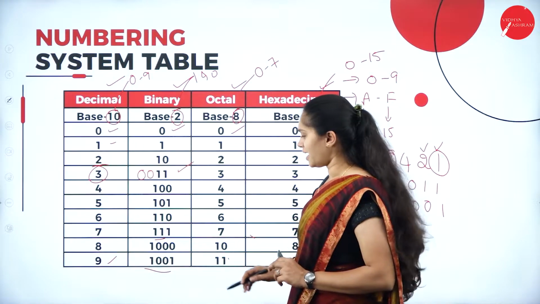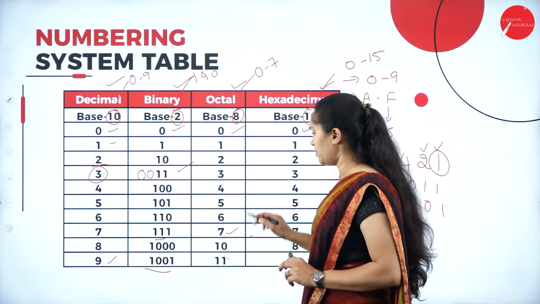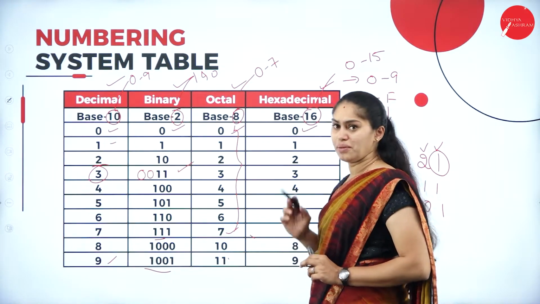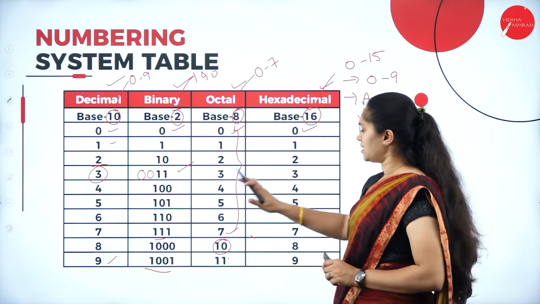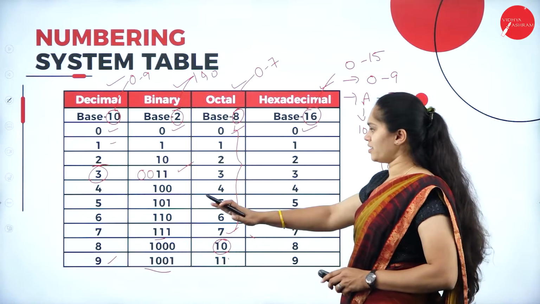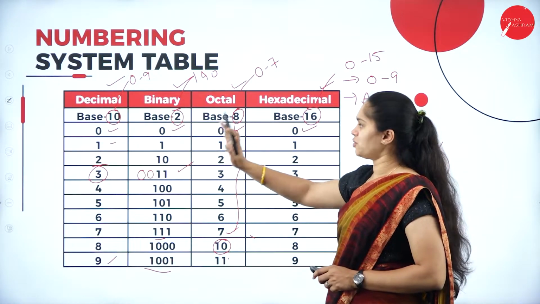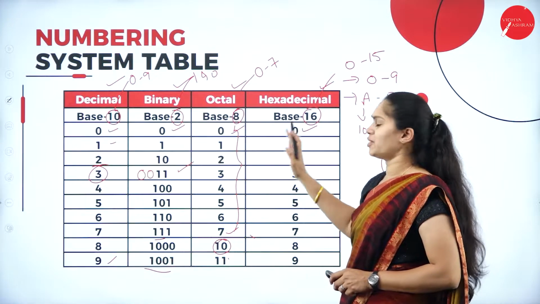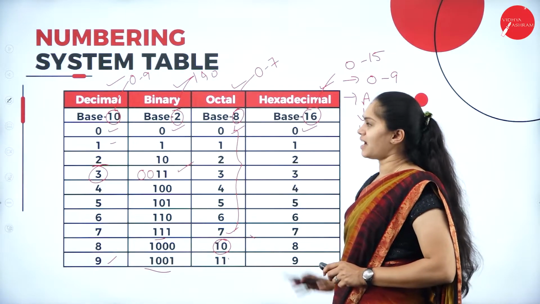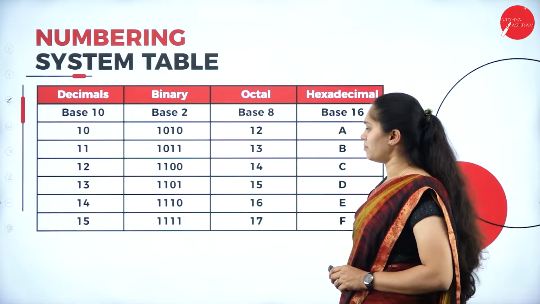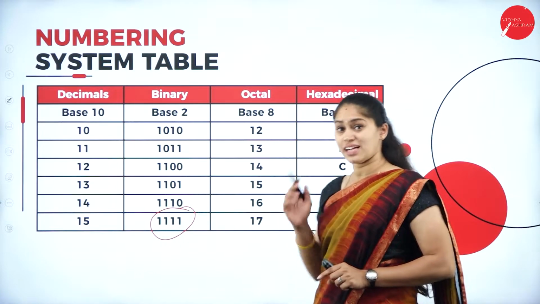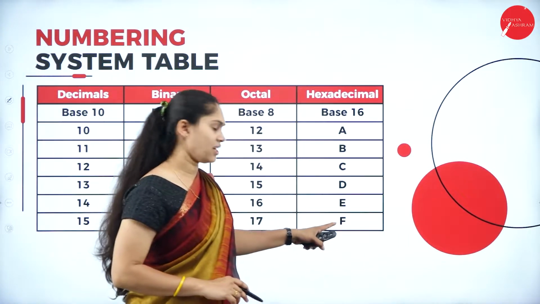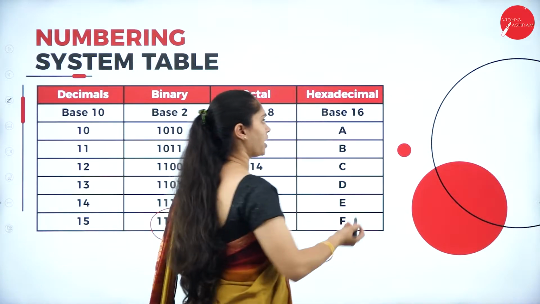Here you can see that 0 to 7 will be the same for the octal number, but after the 7 it starts with 10. So this table you need to remember: the conversion from decimal to binary, binary to octal, octal to hexadecimal. That is what the standard number system table is all about. So for 15, it is F in the hexadecimal, that you can see here. Then how am I going to write 15 in binary?